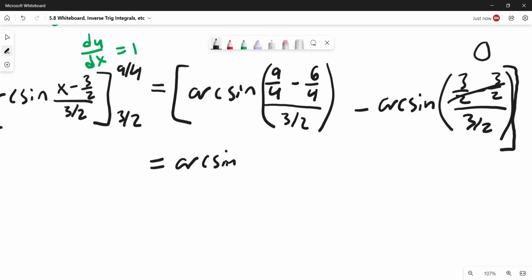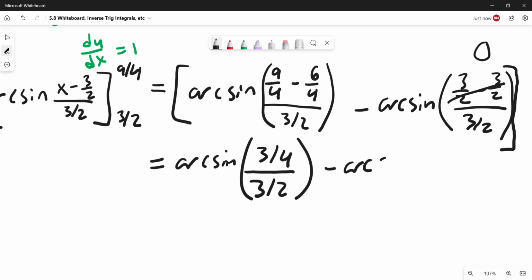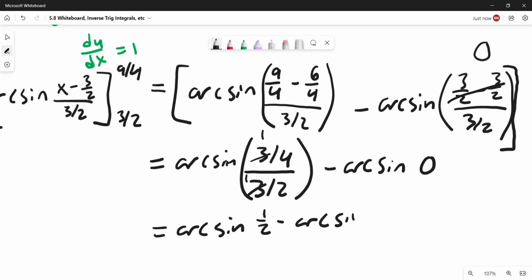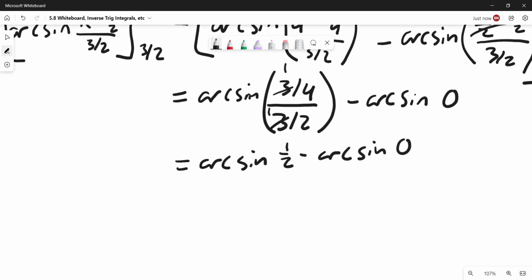So 3 fourths over 3 halves. Little complex fraction-y puzzle for you. Again, it's like the little puzzle box. Minus arcsine of 0. In this case, the 3's cancel each other to 1. 1 fourth minus 1 half is the same as 1 half, or 2 fourths, which is 1 half. So arc sine 1 half minus arc sine 0. We always do this in radians.